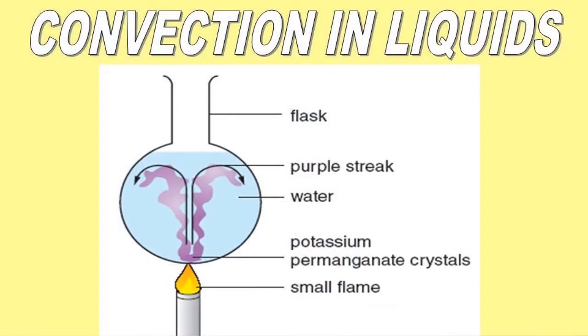Let us study an activity to check convection in liquid. Take a flask, fill it with water, put a few crystals of potassium permanganate in it. Now heat the flask. You will notice a fine stream of purple color will start moving up from the center of the bottom of the flask. It will reach up and then again come down through the sides of the flask. These streams show the convection current in liquids.